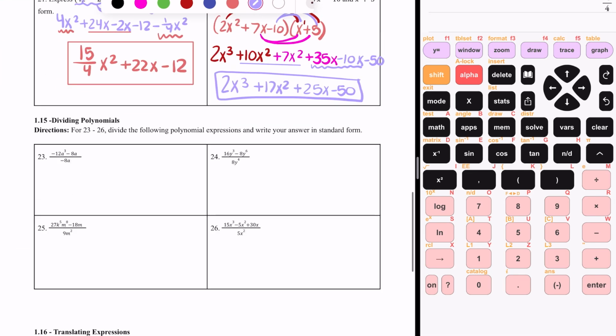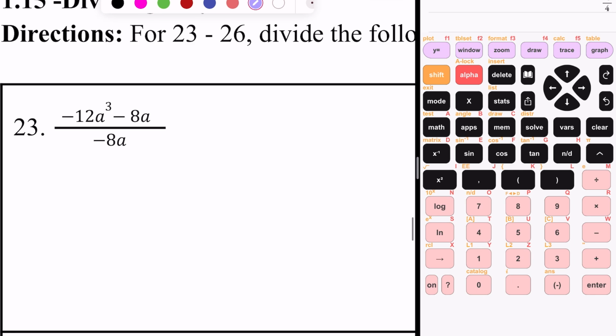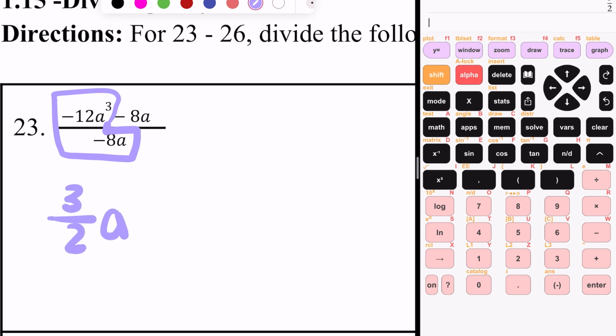And now we are going to go over dividing polynomials. Let's look at this first one. Remember, when dividing, we subtract the exponents. So we are doing negative 12a to the third divided by negative 8a. Negative 12 divided by negative 8 gets us 3 over 2. That is okay. Then a to the 3 minus a to the 1 would just leave us with a squared.